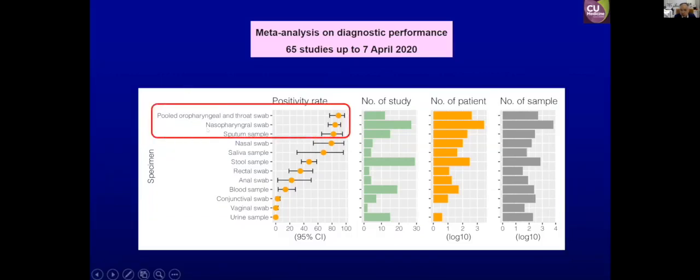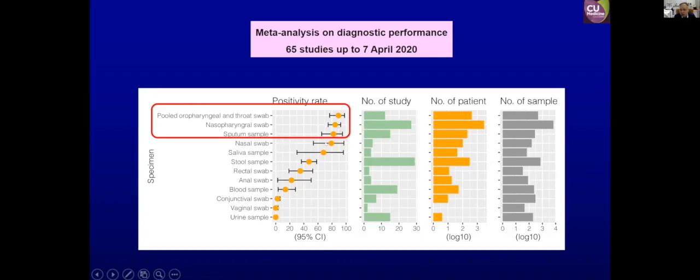So as expected, a pooled oropharyngeal and throat swab would be the best and very similar to nasopharyngeal swab. And then sputum, if those people have it. So these could be the best specimens, the most sensitive that you want to use. Nasal swab is not as good as these.